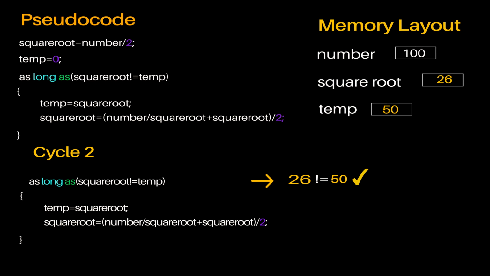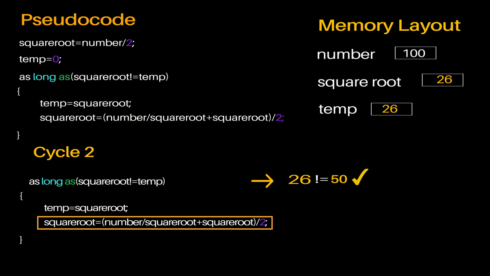And the first statement to be executed is temp equals to square root. In this case, we can see that square root value happens to be 26 and the temp value happens to be 50. If I substitute square root is equal to 26, so I should be initializing my temp variable also with 26. So the new value of temp happens to be 26. And the next statement to be executed is this. That is square root is equal to number divided by square root plus square root, entire thing divided by 2.